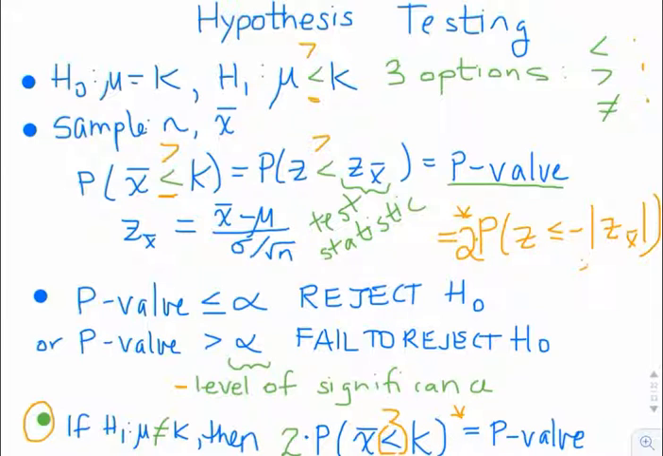Okay, so there are 4 steps. You have to determine your null hypothesis. You have to determine your alternate hypothesis. You have to set up your probability correctly, as here. You have to find your test statistic and find the probability. Once you have your p-value, you then decide whether you're going to reject or fail to reject your null hypothesis.